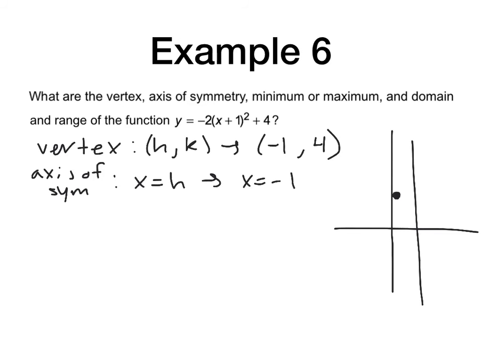So how do we know what this parabola is going to look like? Is it going to be up or down? Down, because the A is negative. So what do you think this is going to have, a max or min value? Max. And what's our maximum value going to be? 4. So our maximum value is going to be 4.